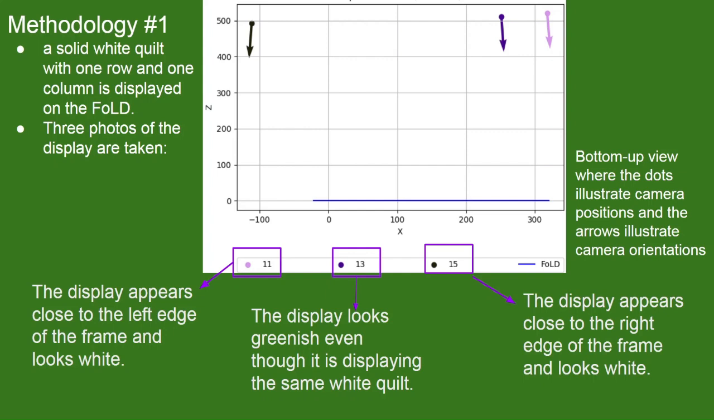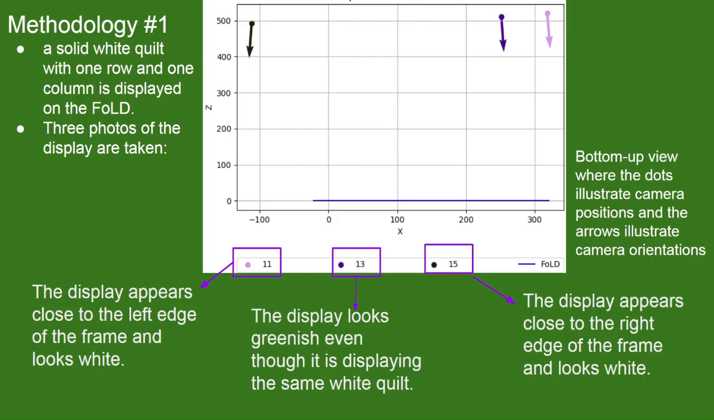You can see that there are three different angles from which the photo of the display has been taken. In one photo, the display looks very close to the left edge of the image. In another photo, it looks very close to the right edge of the image. In another photo, I just cherry picked a location where the content of the display looks like it is displaying something greenish, even though the content is a solid white color, just to make some interesting results.